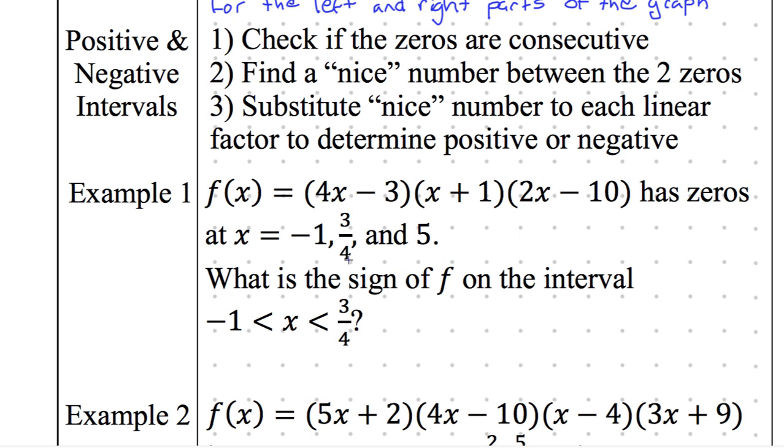Okay, so first, we already checked that -1 and 3/4 are consecutive. So check off number 1. Yes, we've done that. Now we're on to number 2. Choose a nice number in between those two zeros. What is a nice number in between -1 and 3/4? What's a nice whole number? Easy to multiply, easy to add. What's a nice whole number, Andrea? 0 is a perfect number.